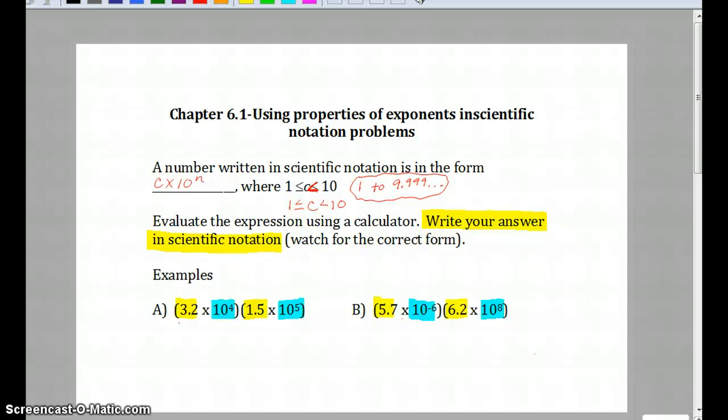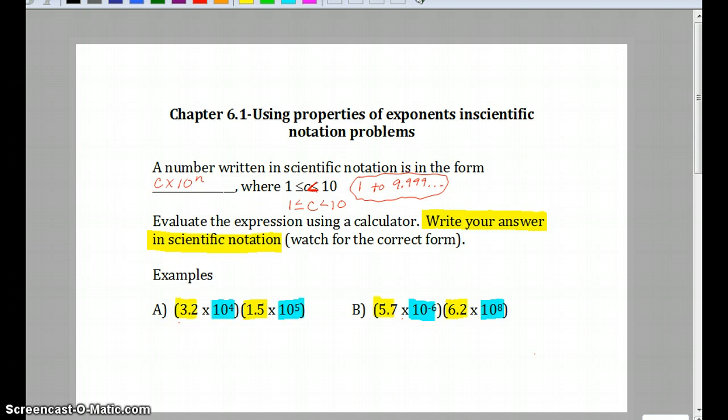This is chapter 1, the number 1 recording for scientific notation. We're going to use properties of exponents in scientific notation problems. A number is written in scientific notation when it is in the form c times 10 to the n power.